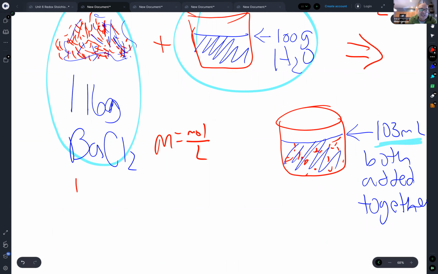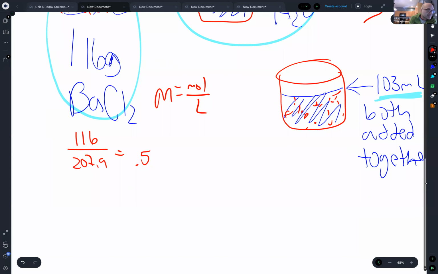So 116 divided by 207.9, and that gives you 0.558 moles, 3 sig figs. Divide that by the number of liters. It is 0.103 liters because it was 103 milliliters. Don't use the 100 grams. That is the weight. I'm looking for liters and I gave it to you.